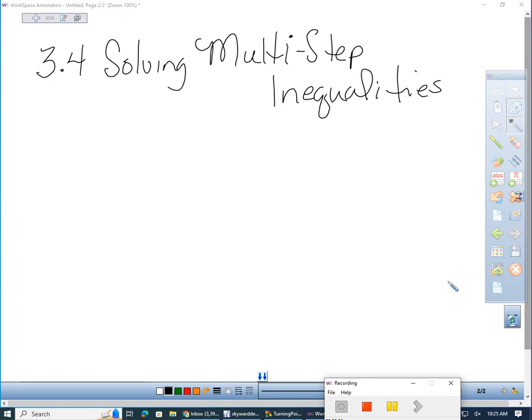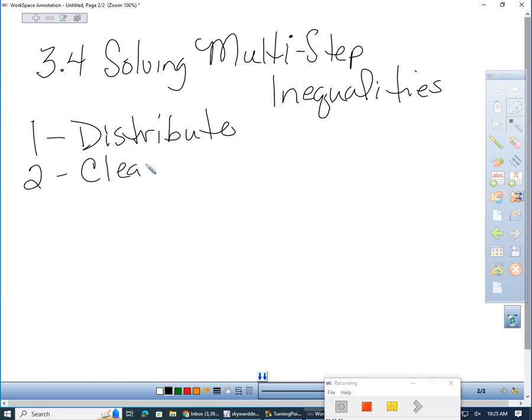Doing 3.4, solving multi-step inequalities. So let's start with those steps we talked about the other day. Quick reminder. Step number 1, we are going to distribute. If there's parentheses anywhere, we have to distribute. Step number 2, we're going to clear the fraction. And again, remember you have to multiply everything by the common denominator.